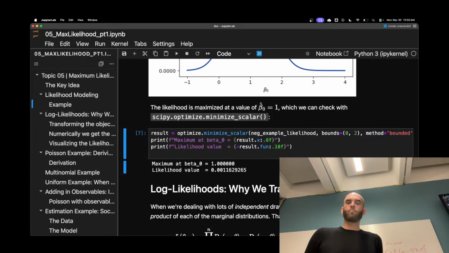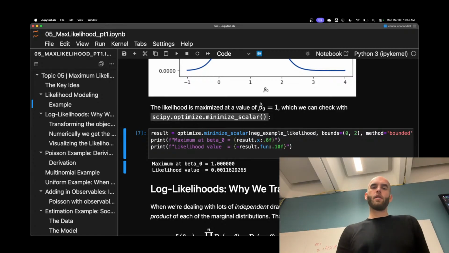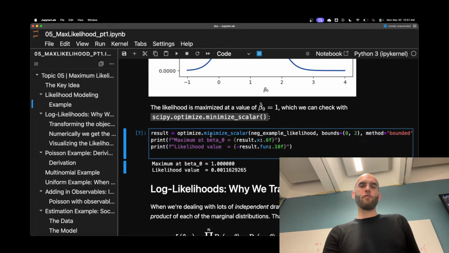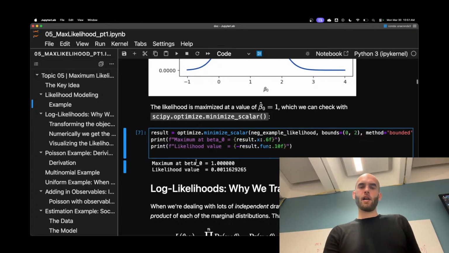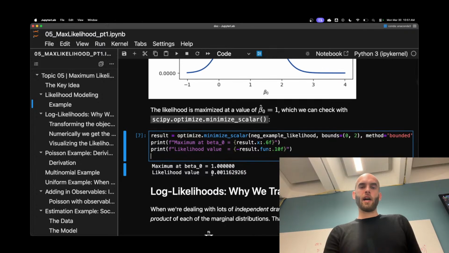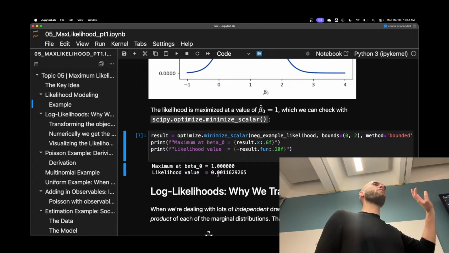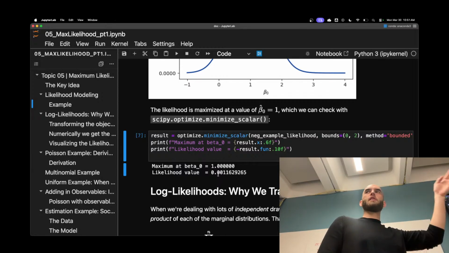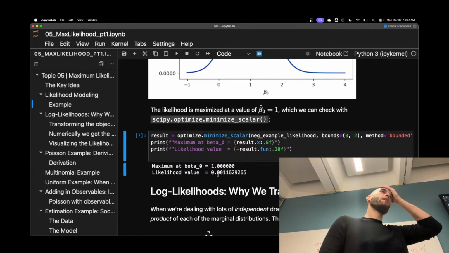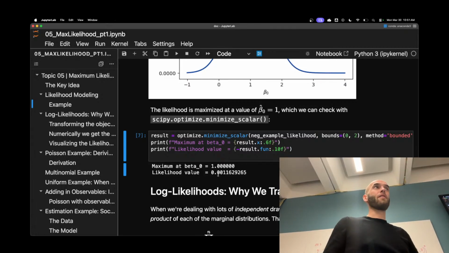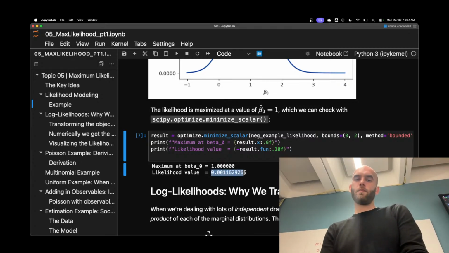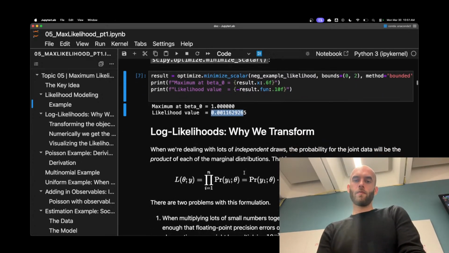So this is the maximization. We've minimized the negative. And the actual height of the value is this thing. So we're dealing with very small values, right? It's just the height of the function, and because it's 3 of them, we're multiplying them together. Everything becomes very small. Any questions here?